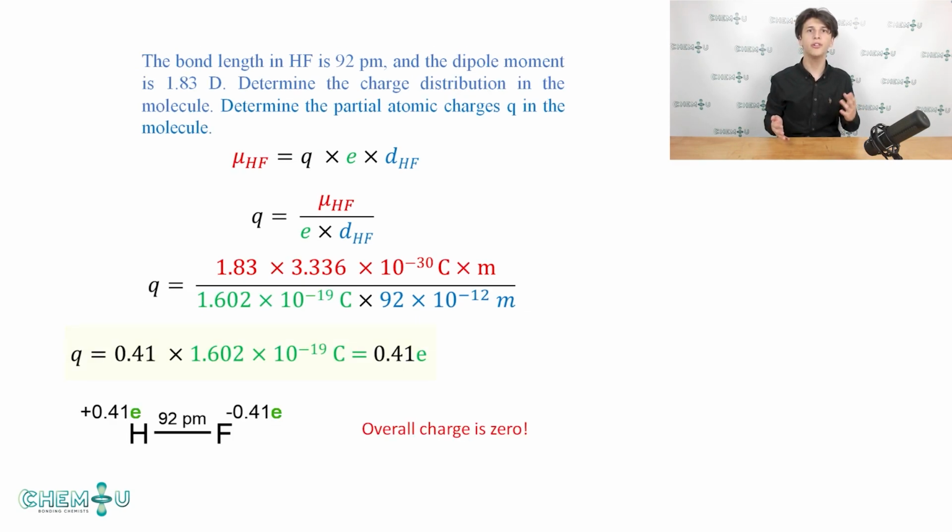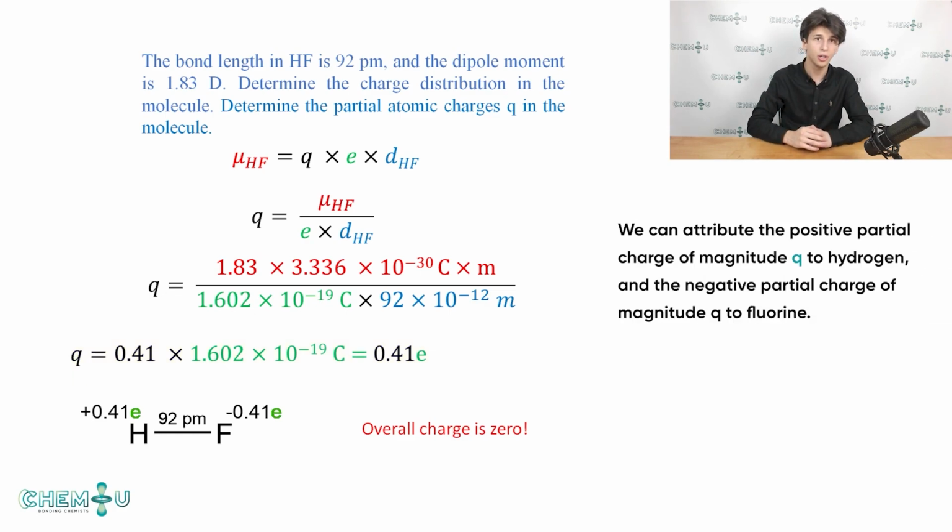Well done! Here you can see the calculated value of q. It means that we can attribute the positive partial charge of magnitude q to hydrogen and the negative partial charge of magnitude q to fluorine. Pay attention that the molecule itself is not charged, meaning that the overall charge is zero.